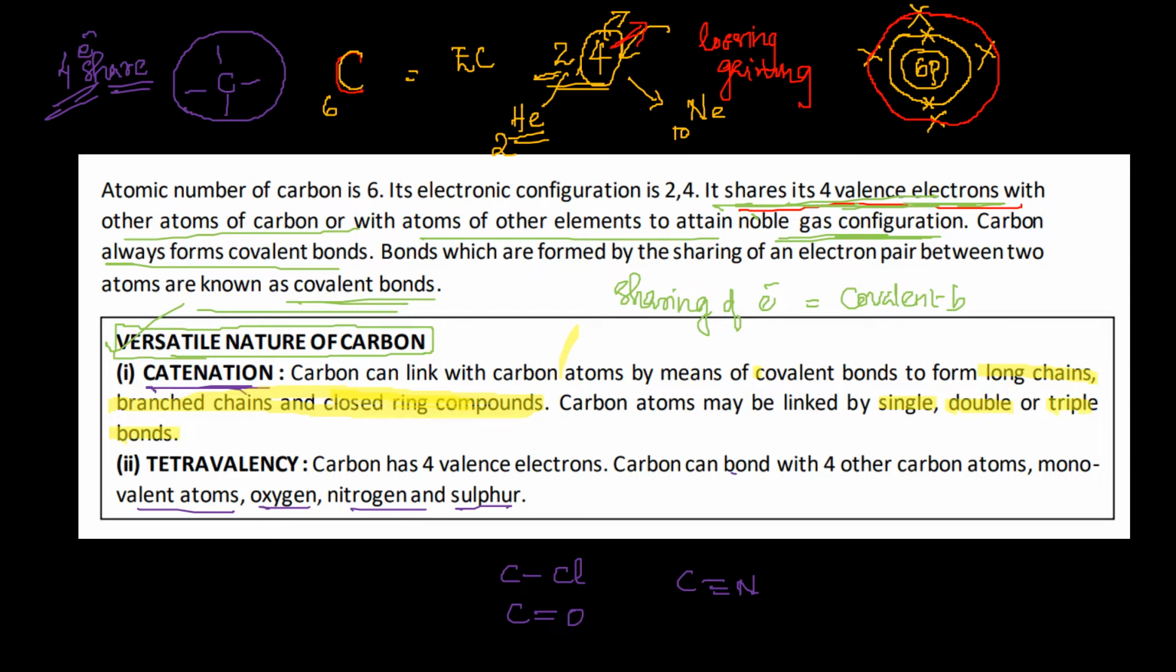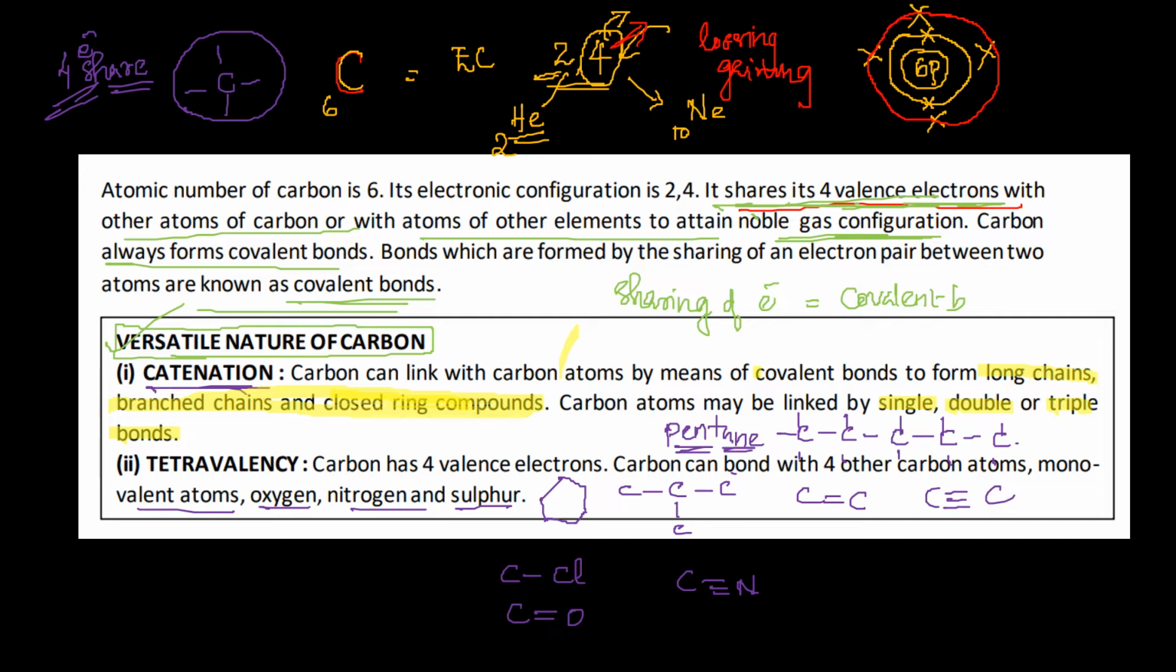I will tell you some examples. Long chains, for example, pentane. C single bond C single bond C single bond C single bond C. Long chain. How many carbon atoms? 1, 2, 3, 4, 5. That is pent. Single bonds, then the valency has to be satisfied with hydrogen atoms. Then the next one, C double bond C, C triple bond C. Then a branched chain like this, or a closed ring compound like this. So that is the property of catenation.